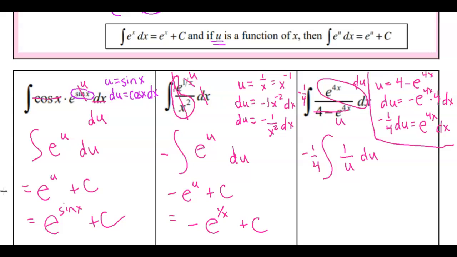And so, oops, what did I do? So this isn't going to be an e integral. This is natural log. So I get -1/4 natural log of u plus c. Now, if this was just e to the u, remember e to a power is never negative. But with this minus here, we're not so sure. So I would just leave it on. So negative 1/4 natural log.